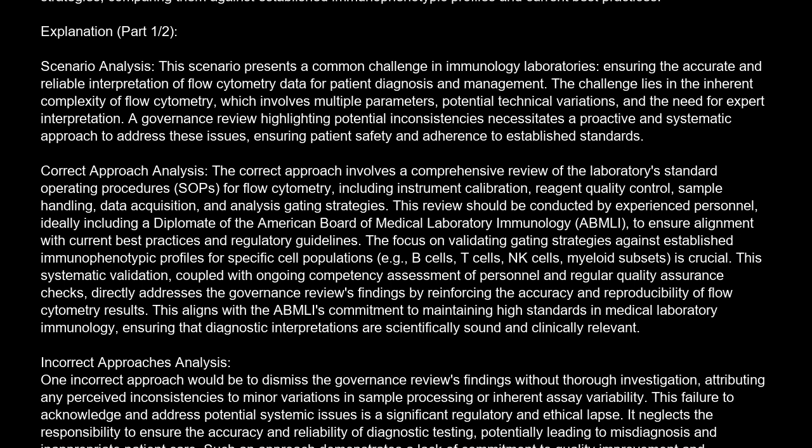One incorrect approach would be to dismiss the governance review's findings without thorough investigation, attributing any perceived inconsistencies to minor variations in sample processing or inherent assay variability. This failure to acknowledge and address potential systemic issues is a significant regulatory and ethical lapse. It neglects the responsibility to ensure the accuracy and reliability of diagnostic testing, potentially leading to misdiagnosis and inappropriate patient care. Such an approach demonstrates a lack of commitment to quality improvement and adherence to professional standards expected of ABMLI diplomates.